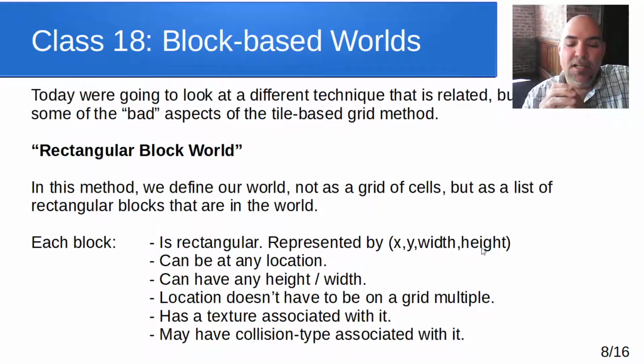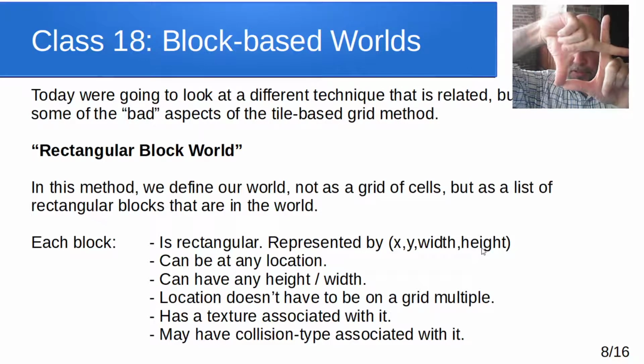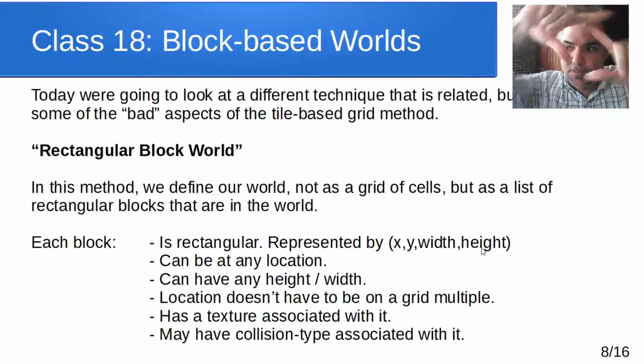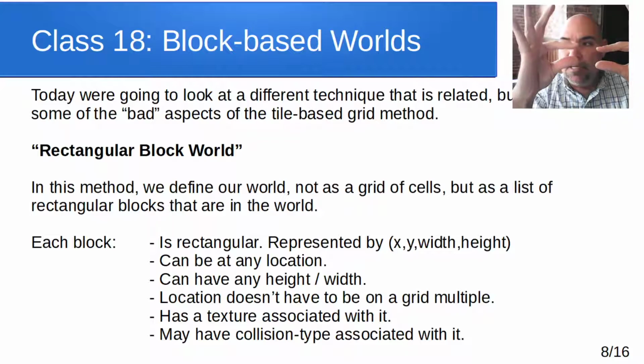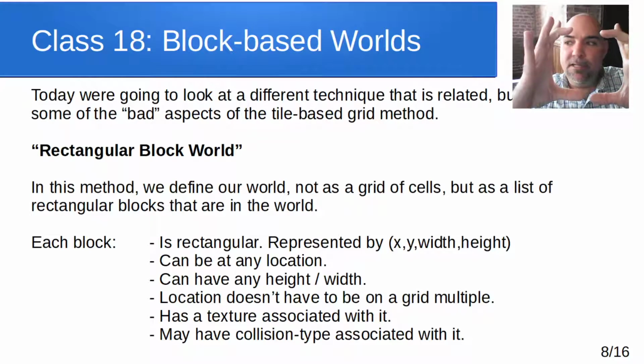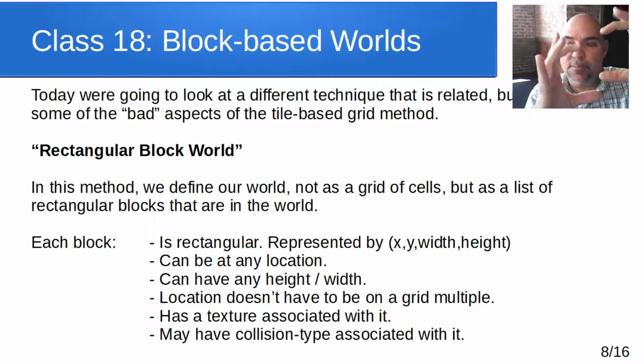So in other words, rather than thinking of it as a whole bunch of squares, you could have some that are tall like columns, some that are wide like platforms, some that are big rectangles like this, some that are kind of different shapes. As long as it's a rectangle, we can represent it with this. The other thing is rather than placing them on the grid, they can really be at any location in the world at all.